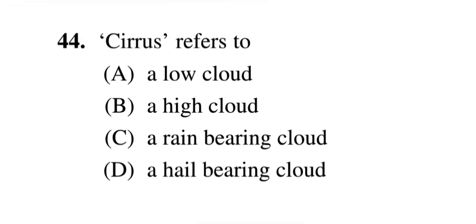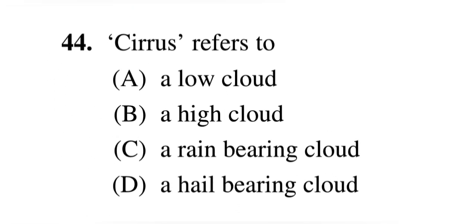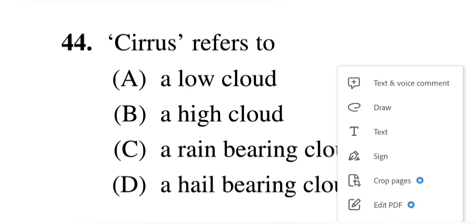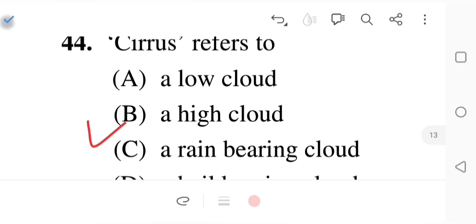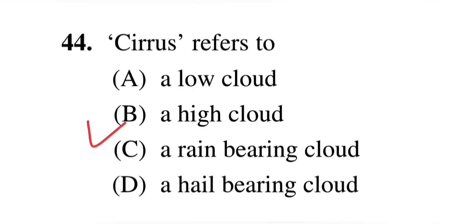Next, it says, cirrus. Cirrus refers to what? A low cloud, a high cloud, a rain-bearing cloud, a hail-bearing cloud. Number 44, it is B. So many questions will also be asked related to climate, environment, biodiversity. So this is also an example of that.